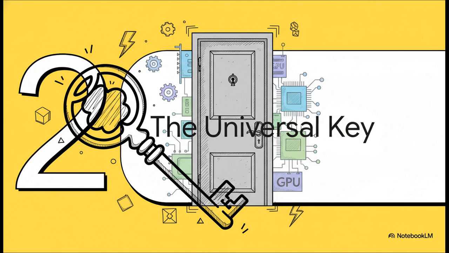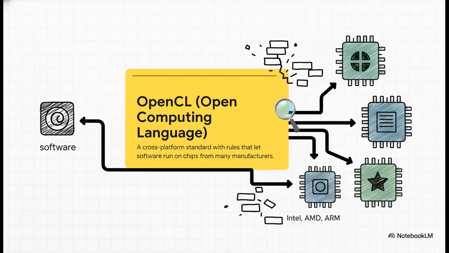A way to open the door to that massive workforce, no matter who built the computer or the chip inside it. And that is OpenCL, the Open Computing Language. Now, the most important part here is that it's an open standard. Think of it like a universal language, a set of instructions that any software can use to talk to almost any GPU, whether it's made by Intel, AMD, ARM, you name it. It basically smashes down the walls between different hardware brands.